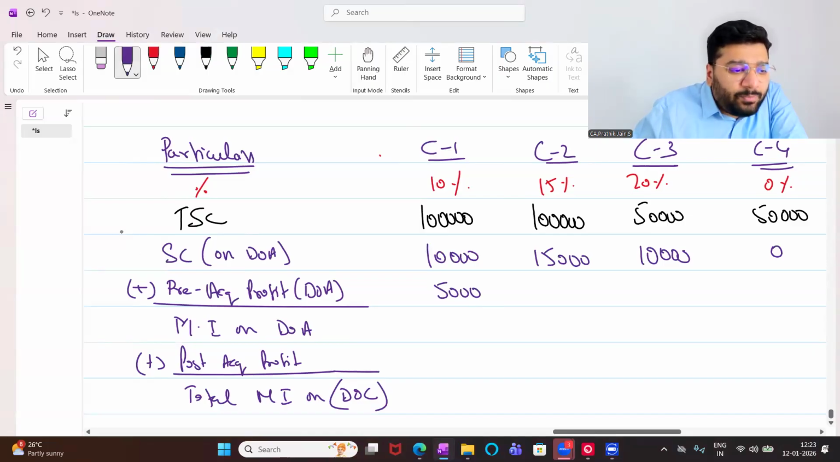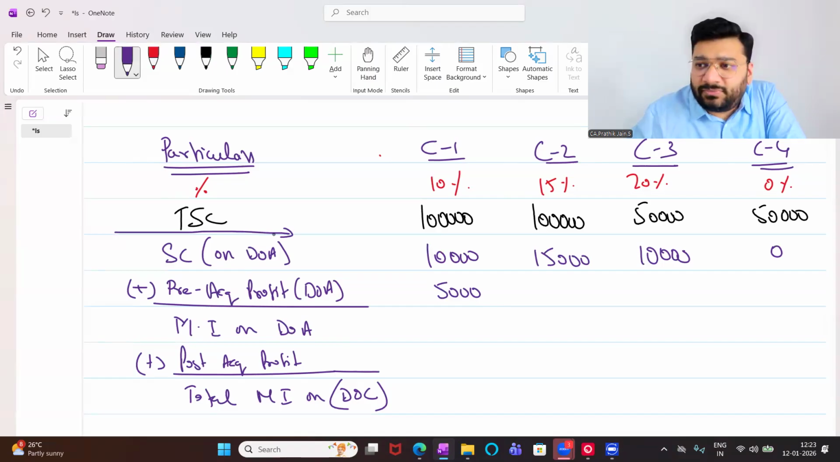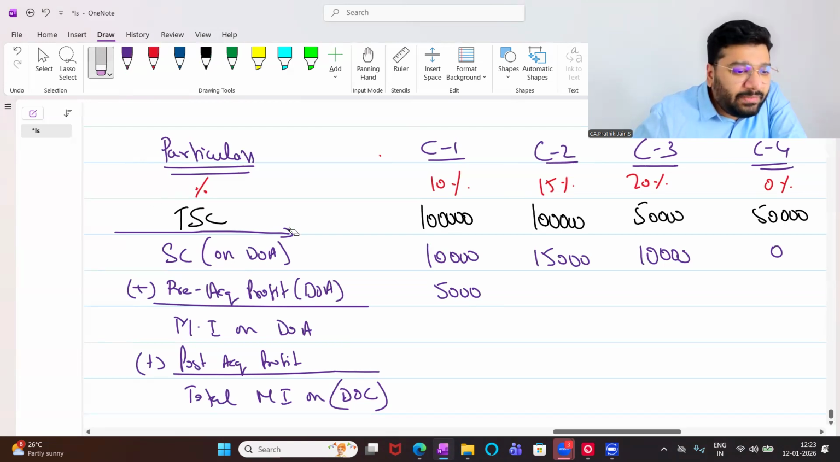If you want, what we can do is put pre-acquisition profit in between here also. Total pre-acquisition profit. If you want. Otherwise, you can skip it.